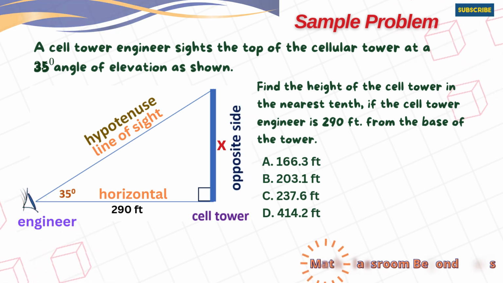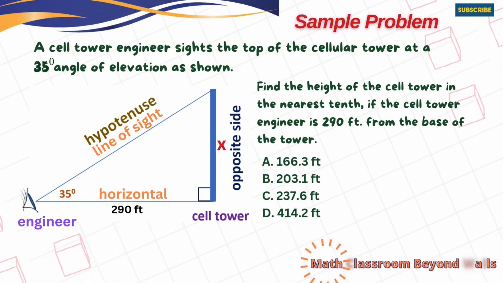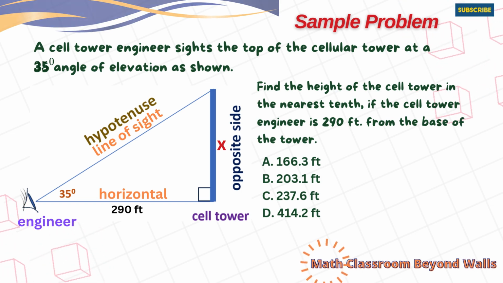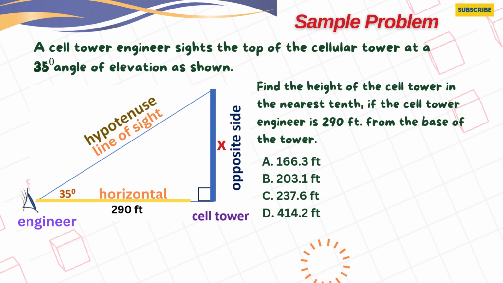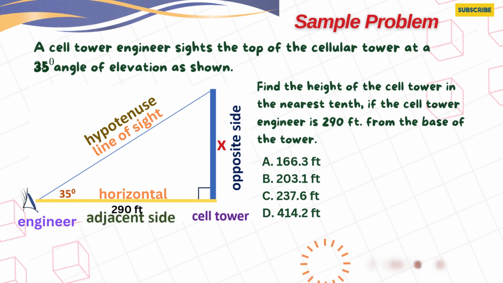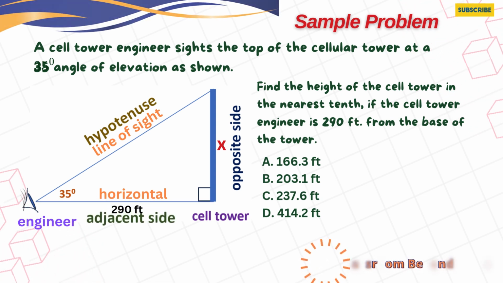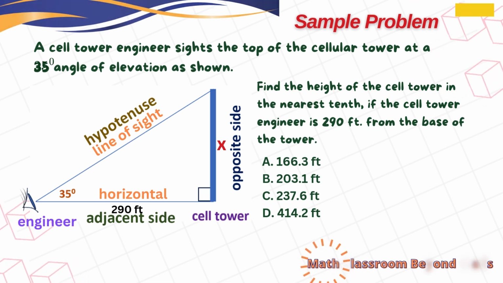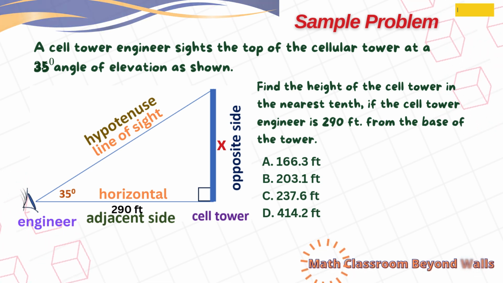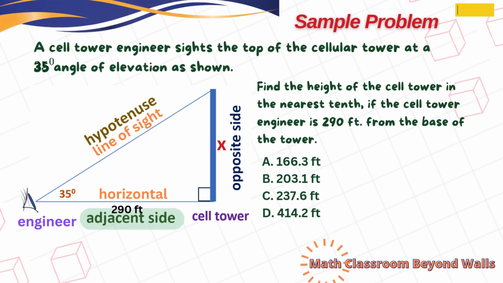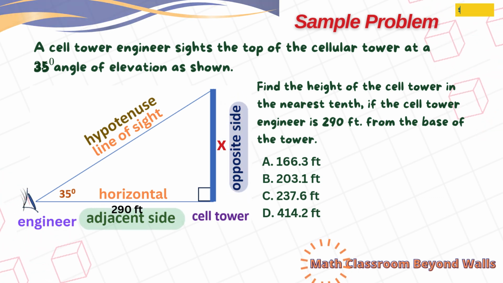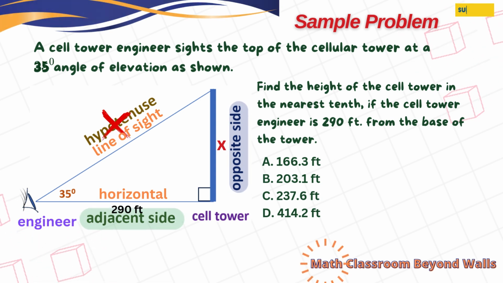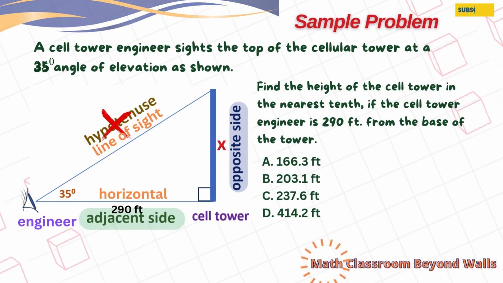Look, there is one side that is not labeled yet. This is the adjacent side. Look at the labeled triangle, learners. Which sides have corresponding values? Write the adjacent and the opposite sides. That means that the hypotenuse is not needed in solving this problem.